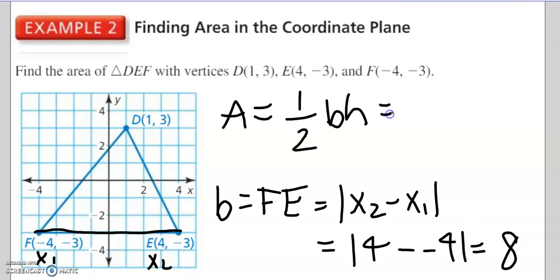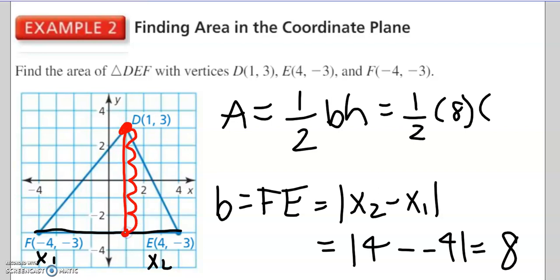So I can now come up here and say area equals 1/2 times my base, which is 8. And now I need to find my height. Remember what I said earlier, we find the height. Where is my height? It starts at the very top, and I drop the perpendicular down to the bottom. Okay? A vertical line, guys, I'm just going to use those tick marks, the jumps. 1, 2, 3, 4, 5, 6. H equals 6.